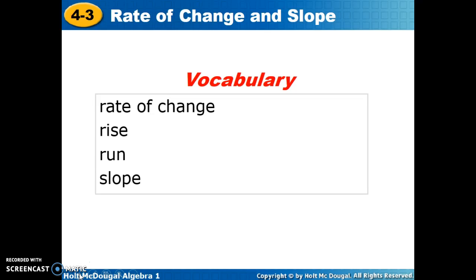Recall that in prior lessons we talked about the slope of a line being the same as a constant rate of change. So please go ahead and write down these vocabulary words, and we'll work on some working definitions as we go through the material.